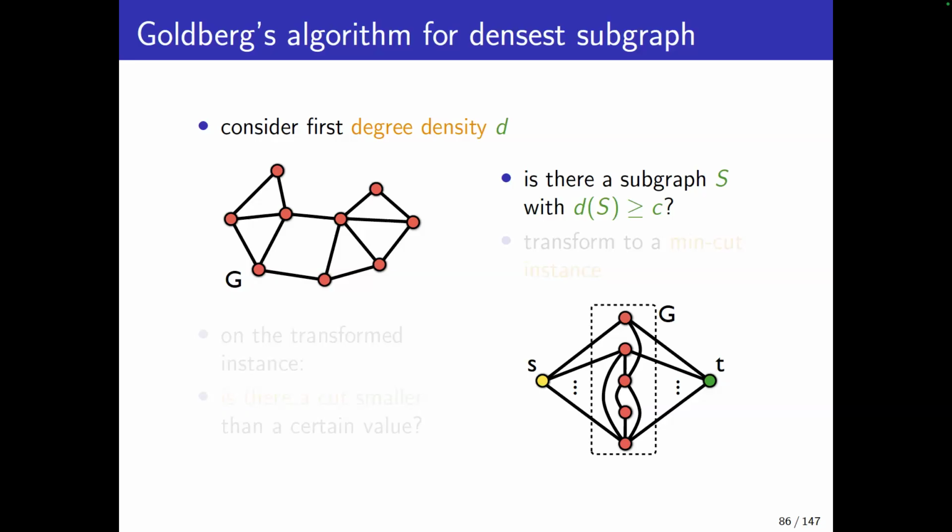So I'll try to guide you through some of the intuition, even if there is some algebra involved. So basically, we have this graph, and instead of trying to maximize the degree, I will try first to be able to answer whether there exists a set S with average degree at least C.